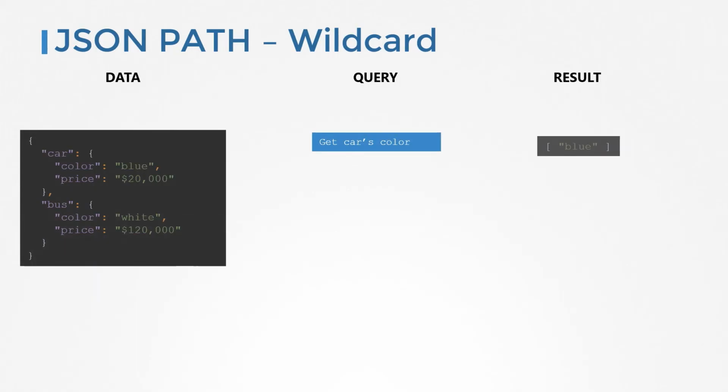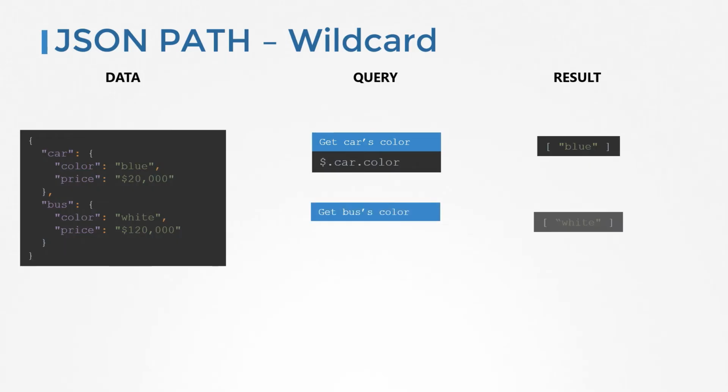Let us use the same example that we used before. In this dictionary, we have two child dictionaries, car and bus, and each of them has two properties, color and price. To get the color of the car, we use the query $.car.color, and to get the color of the bus, we say $.bus.color.